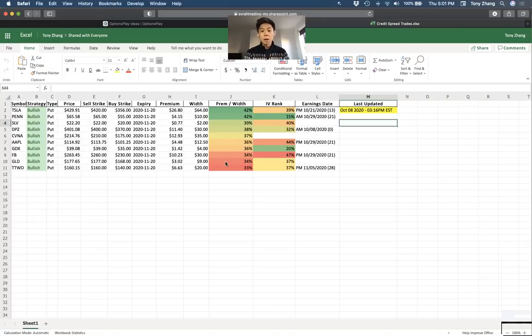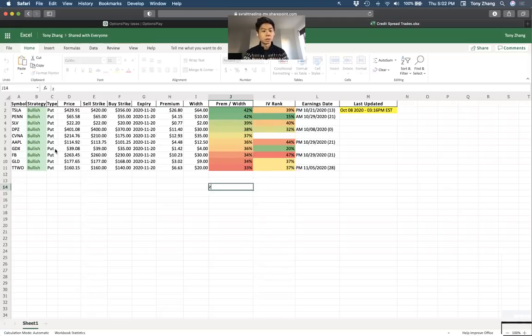So the colors are really color coded so that, I think from a premium width perspective, it's fairly self-explanatory. The green ones mean that you have the most amount of income for the amount of risk. From an IV rank perspective, what you're looking for are red IV ranks, because the higher the IV rank, the redder they are, if you will. The lower the IV rank, the greener they are. So it's just color coding, so it's easier to spot which ones have a higher IV rank.